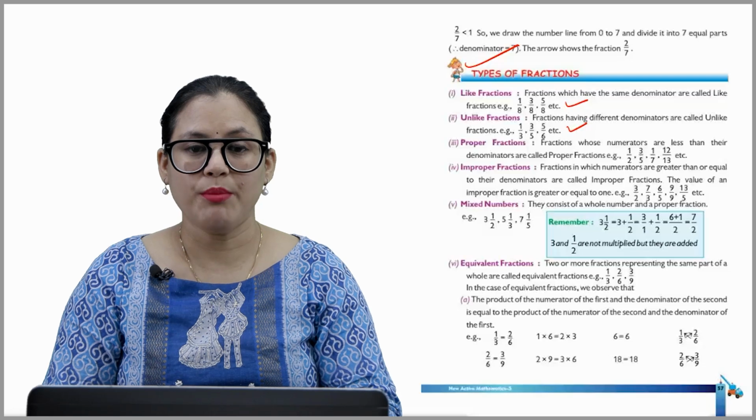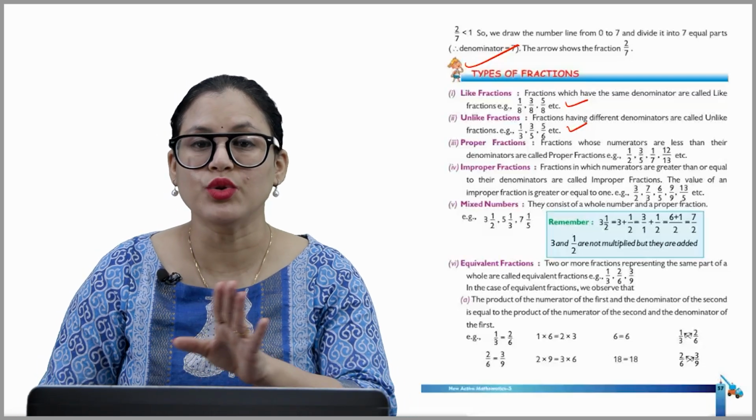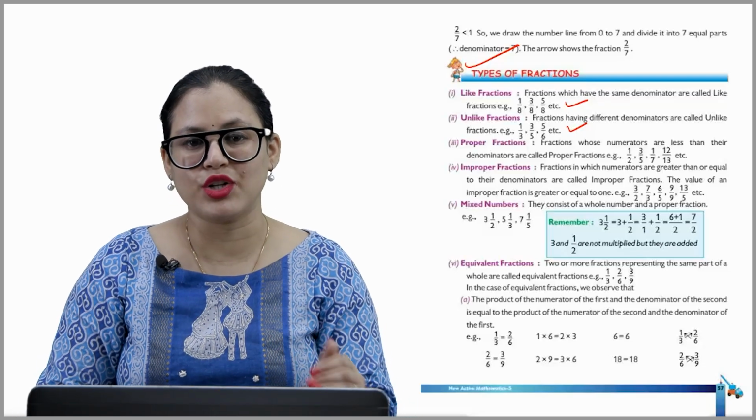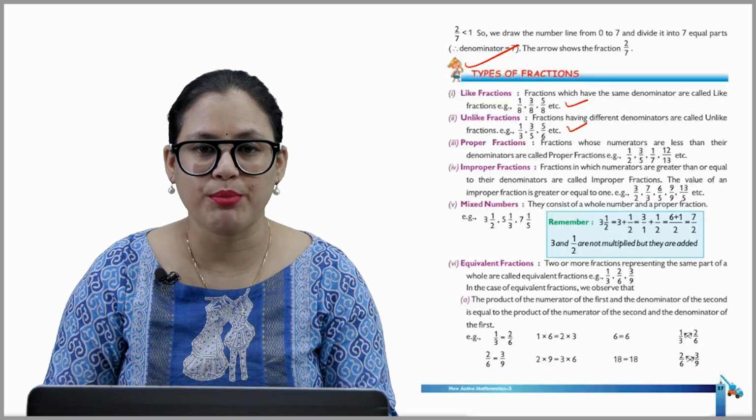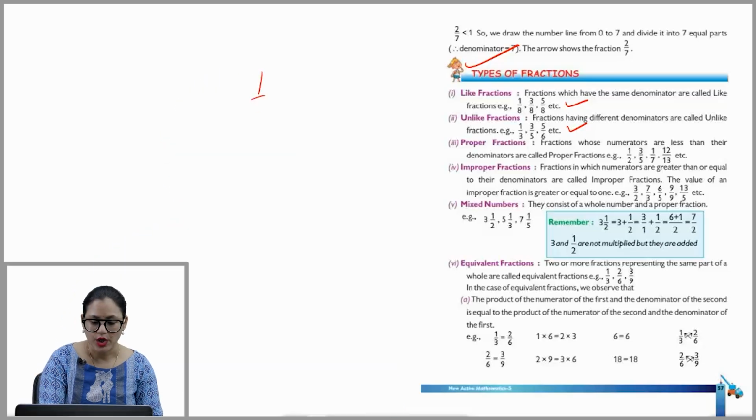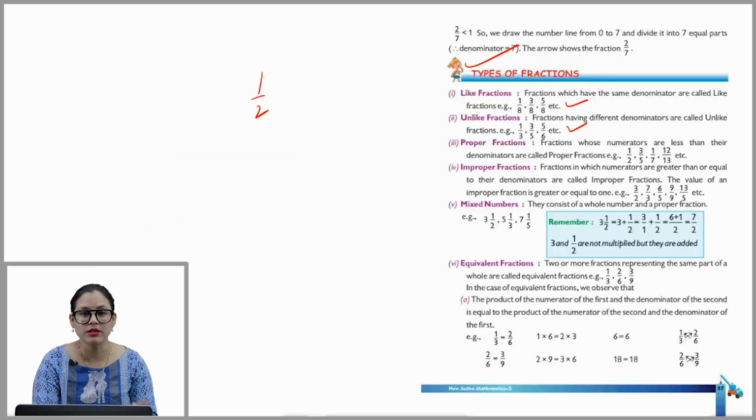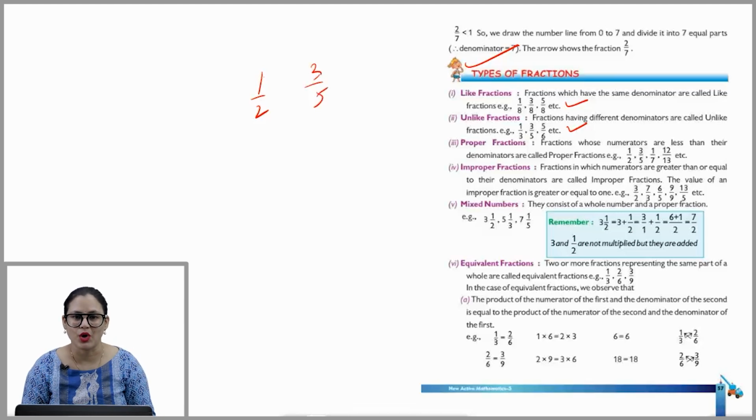Number 3, proper fractions. Fractions whose numerators are less than their denominators are called proper fractions. For example, 1 by 2, numerator is smaller than denominator. 3 by 5, numerator is smaller than denominator.